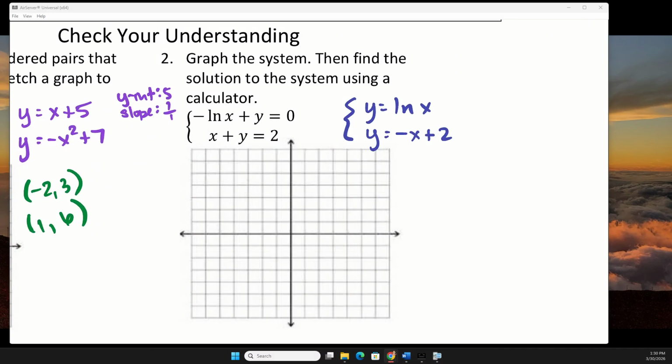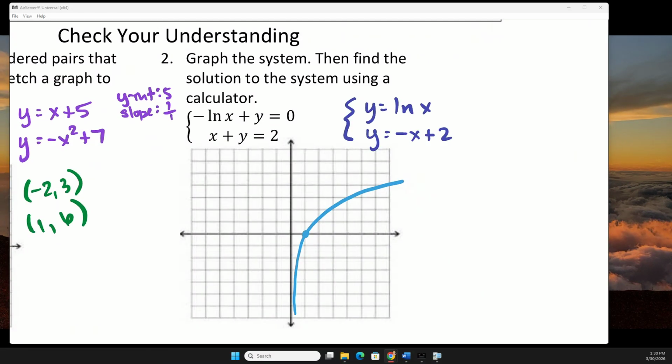Okay, so y equals natural log of x is actually the parent function we have on the wall for logarithms. One exact point that I know is on that graph is the point (1, 0). And then there's going to be a vertical asymptote. It's going to curve kind of like that.